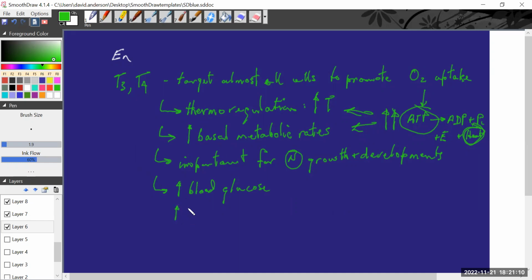And one of the mechanisms that increases blood glucose levels is similar to what we talked about with growth hormone. It promotes lipolysis, so it makes free fatty acids available for ATP production, and that spares the glucose. So the glucose is available for the central nervous system, for example.